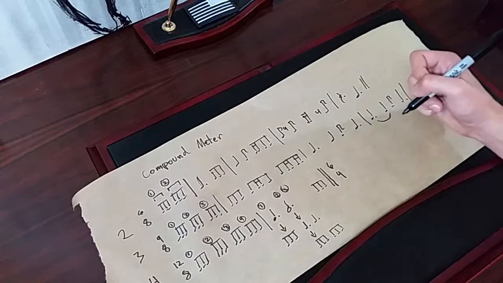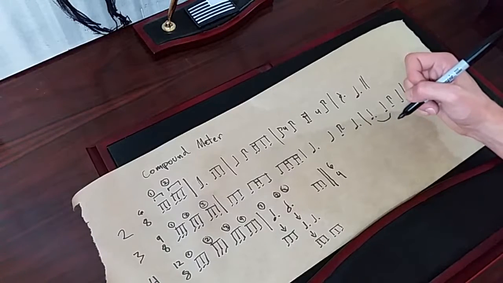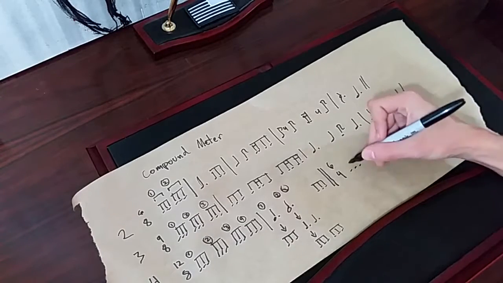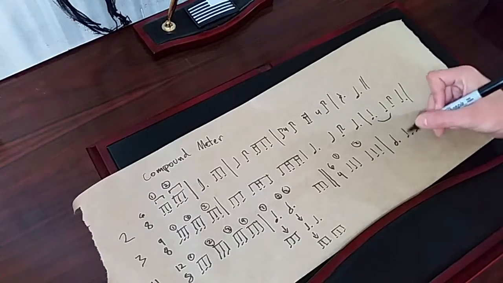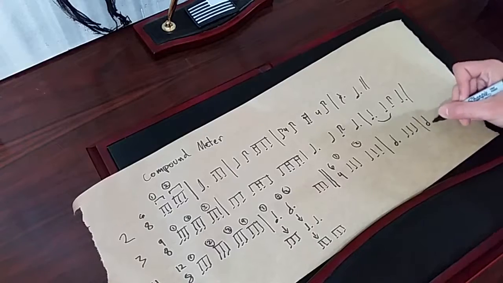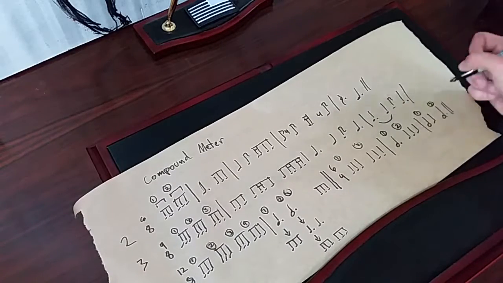Finally, we can also employ cut time to compound meter. For example, 6/4 is actually a 2 pattern where each beat is a dotted half note. Here's a line of 6/4 in compound meter. It would sound like this.